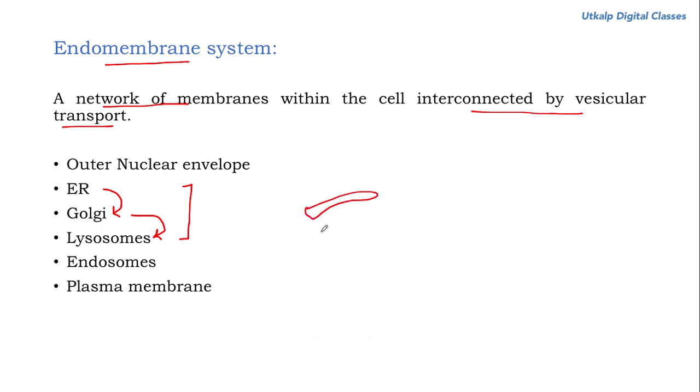Say this is ER, and there is a protein being synthesized in ER which has to travel to the Golgi network. The protein will first be packaged into a vesicle. The vesicle will then bud off from the surface of the ER. It will travel through the cytoplasm into the Golgi, where the vesicle will fuse with the Golgi membrane and deliver the contents into the Golgi sacs. So all these organelles, which are connected to each other through vesicular transport, constitute the endomembrane system.